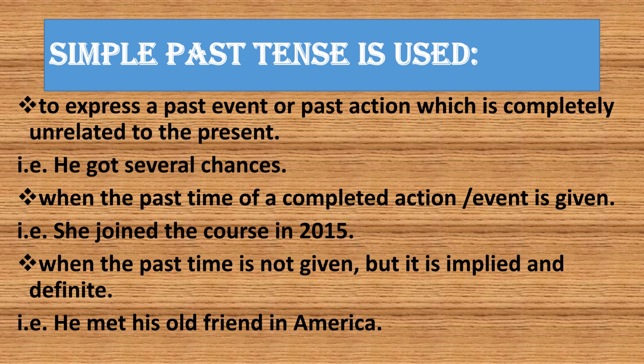Now, let's learn about the situations where we can use simple past tense. So, simple past tense is used to express a past event or past action which is completely unrelated to the present. He got several chances. So, there is no relation of this sentence to the present tense or present situation. When the past time of a completed action or event is given: She joined the course in 2015. So here time is given, 2015. When the past time is not given but it is implied and definite: He met his old friend in America. So it is definite and implied.